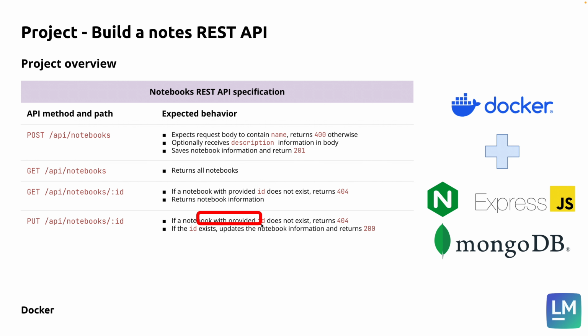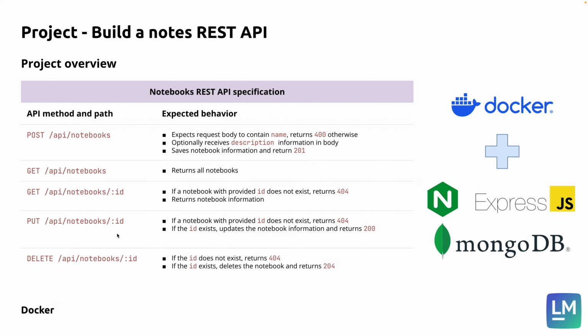Same thing for the PUT request. If a notebook with the provided ID does not exist, PUT requests to the ID endpoint should return 404. Otherwise, if the ID exists, it should update the notebook information and return a 200. DELETE requests, once again, follow the same pattern. So if the ID does not exist, simply return a 404. Otherwise, if the ID exists, we should delete the notebook and return 204. And last but not least, if you wish to implement a /health GET endpoint here to return a 200 and the text "up", then by all means go ahead with this.